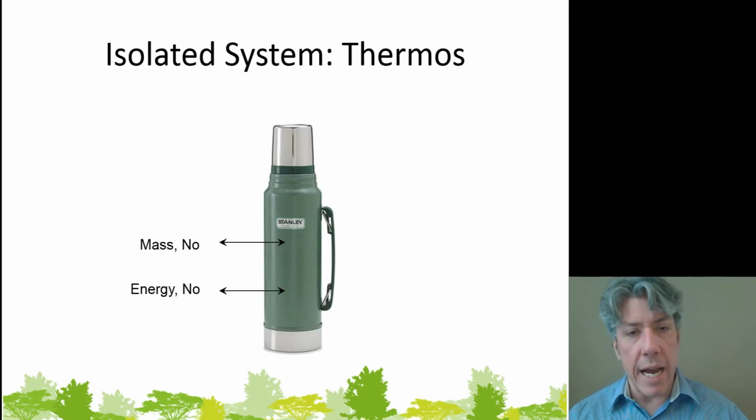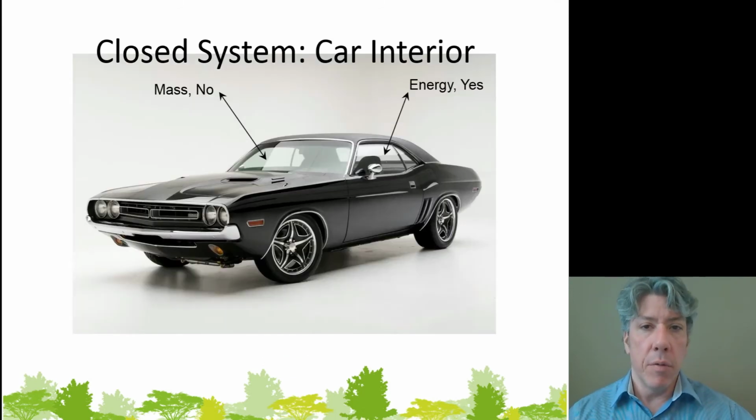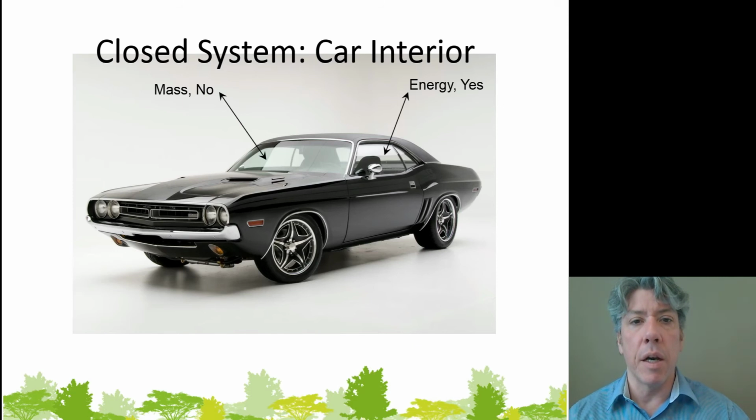So to recap, the thermos is an example where neither mass nor energy can cross the system boundary, therefore it is isolated. If we take another example for a closed system besides the solar collection system, here's a classic car where, in the summertime, if the windows are rolled up, ideally no mass would cross the system boundary, but energy could, because obviously if you've ever sat in a car during the summertime with the windows rolled up, you know that the sun certainly transfers energy into the car.